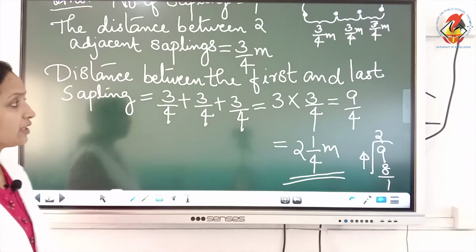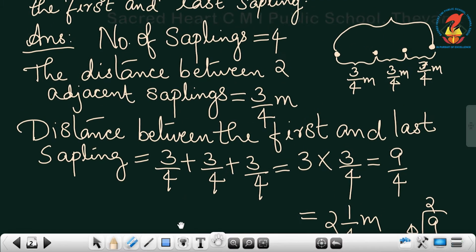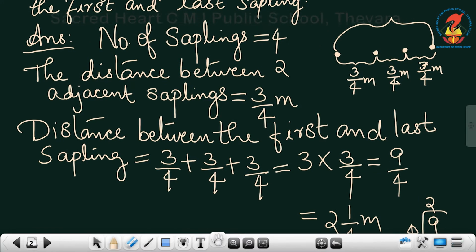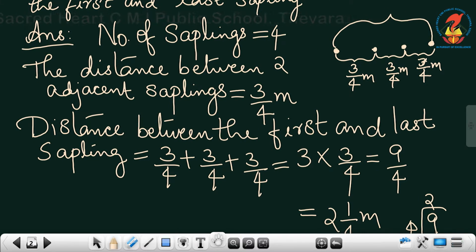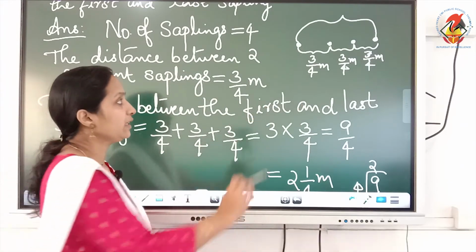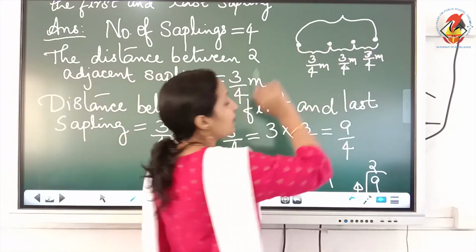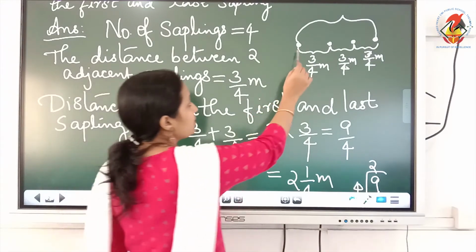Is it clear children? What is given there in the question? She wants to plant 4 saplings and the distance between two adjacent saplings is given there. We have to find the distance from the first to the last. Okay. So each distance is 3 by 4.